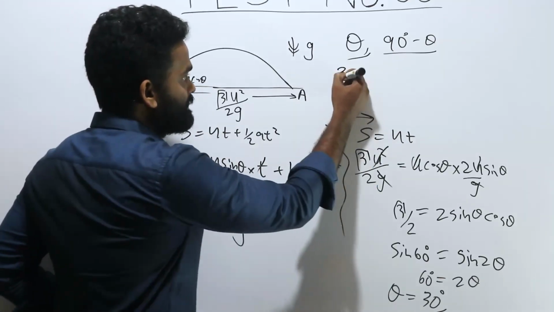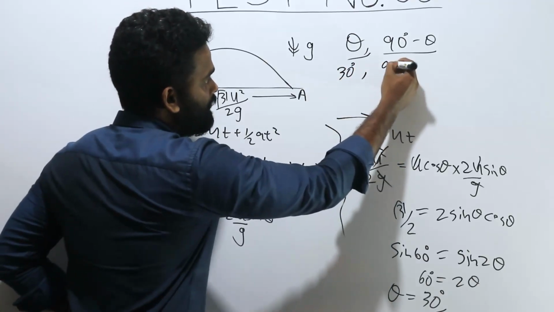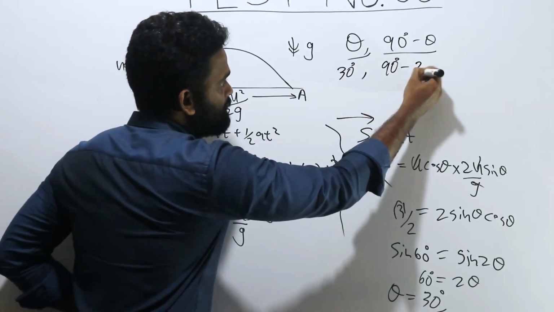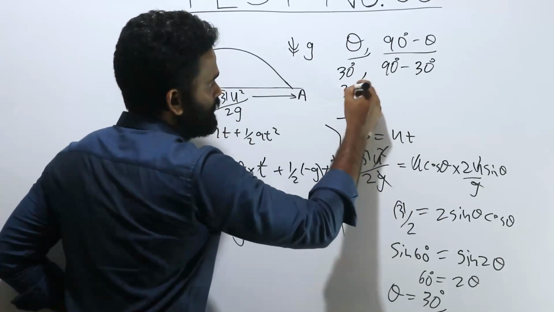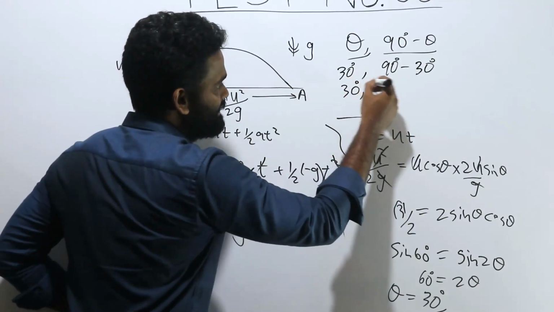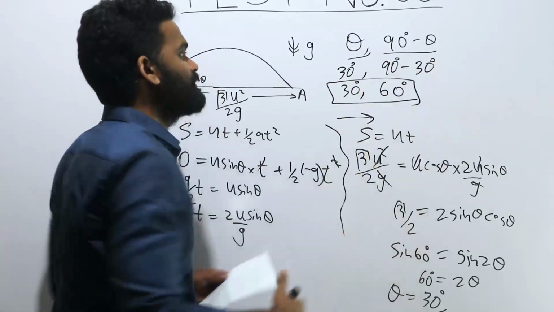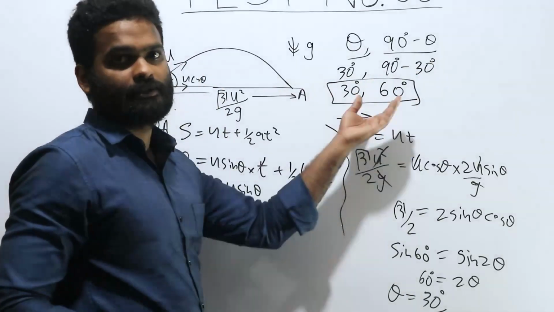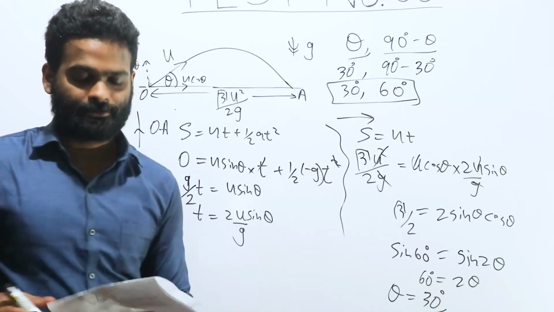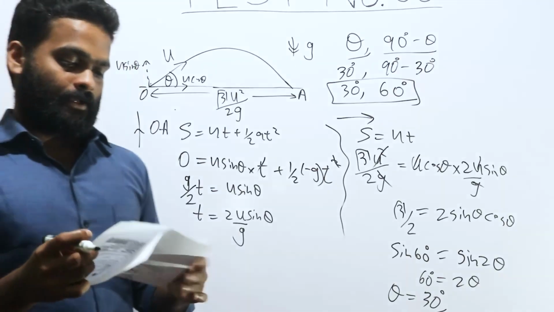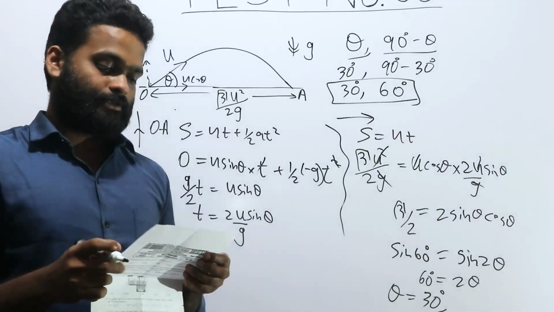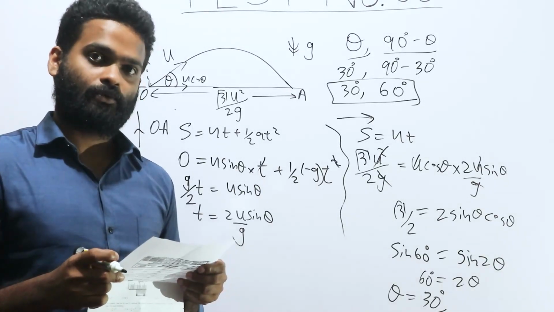So if theta is 30, this works for 90 minus 30 as well. So this works for 30 degrees and 60 degrees. 90 minus 30 means 60 degrees. 30 and 60 degrees. So the answer for this should be the fourth one.